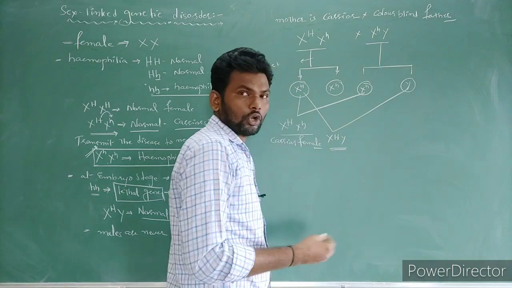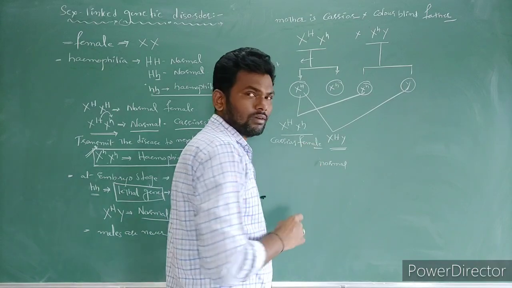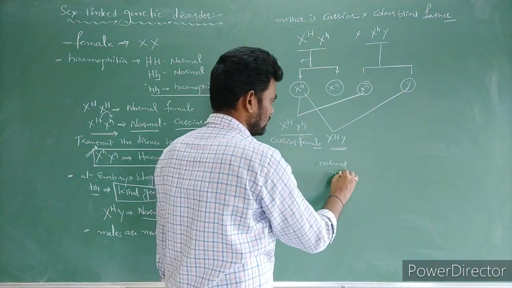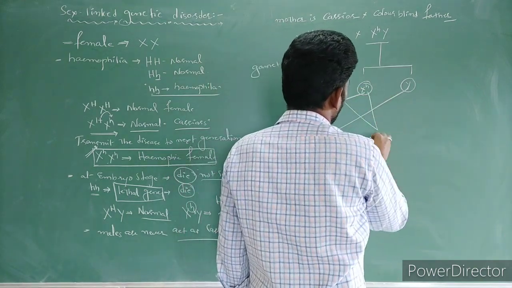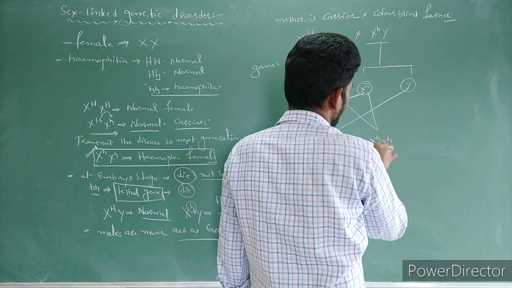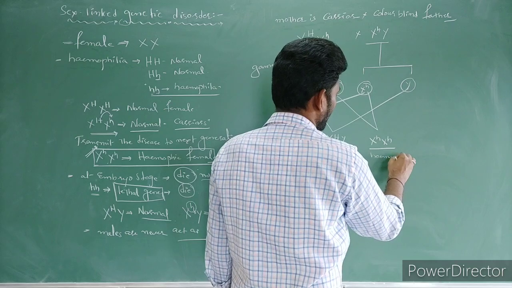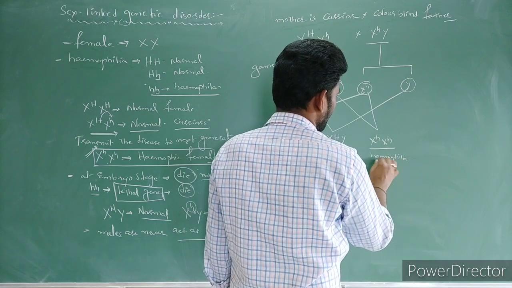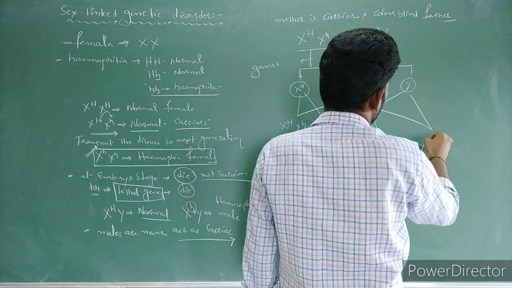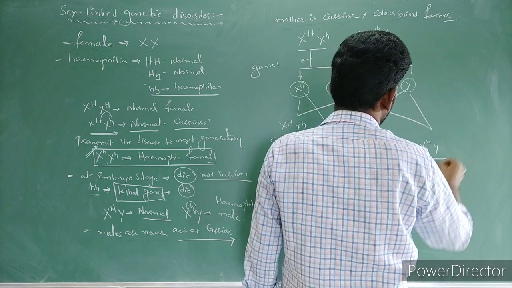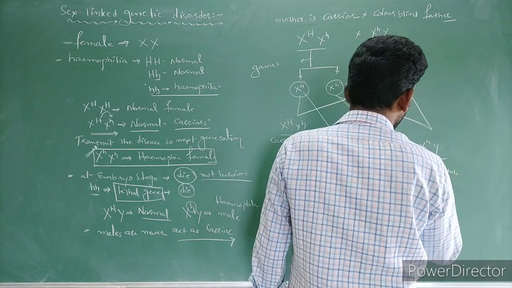So this one is what? Normal male. Next, this one X H, X H. So this is a hemophilic female. And the last one is X small h and Y. So this is a hemophilic male.